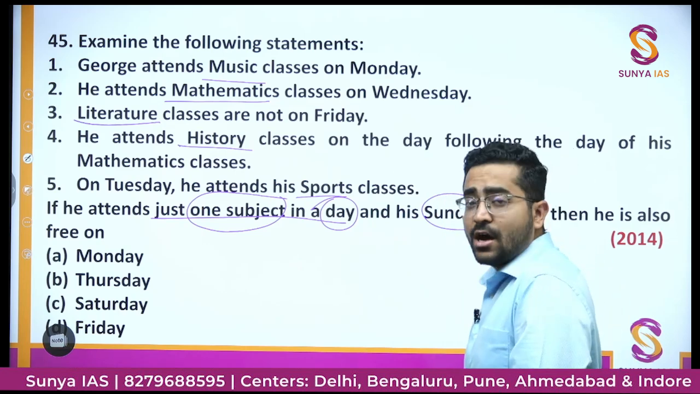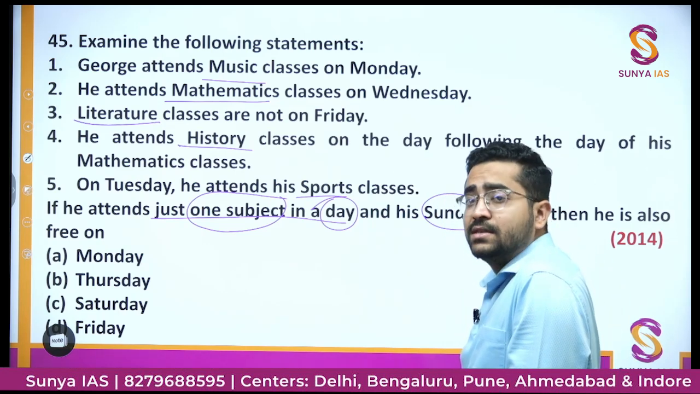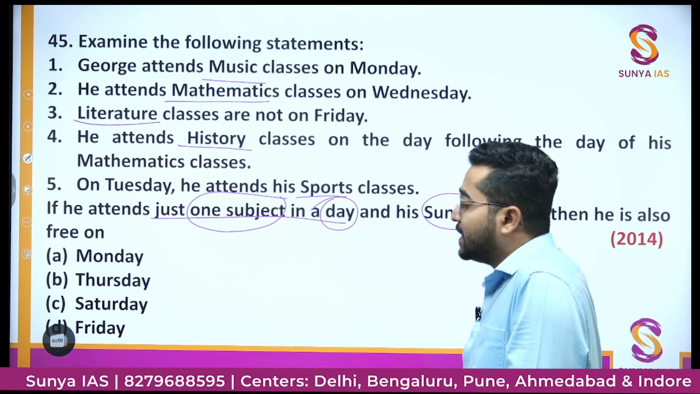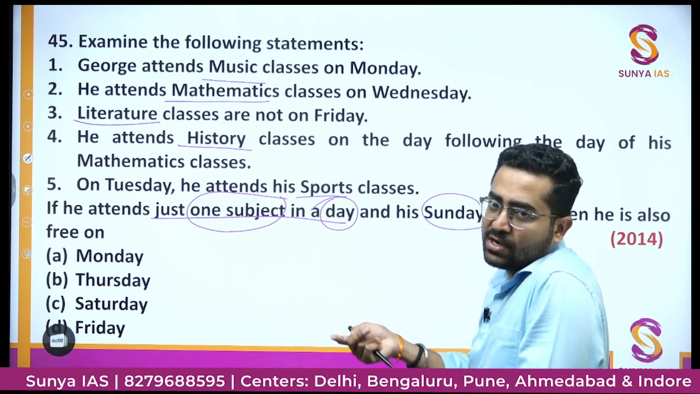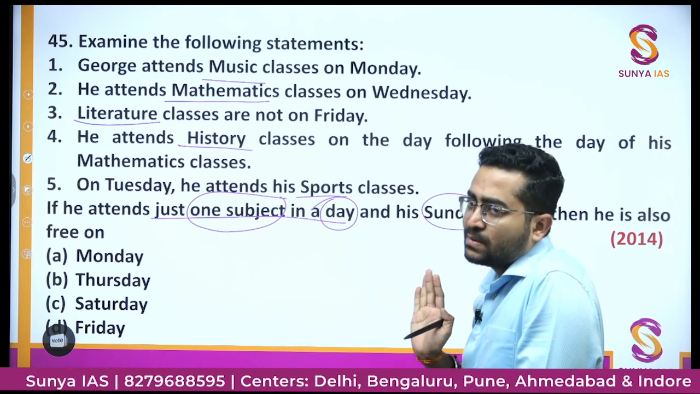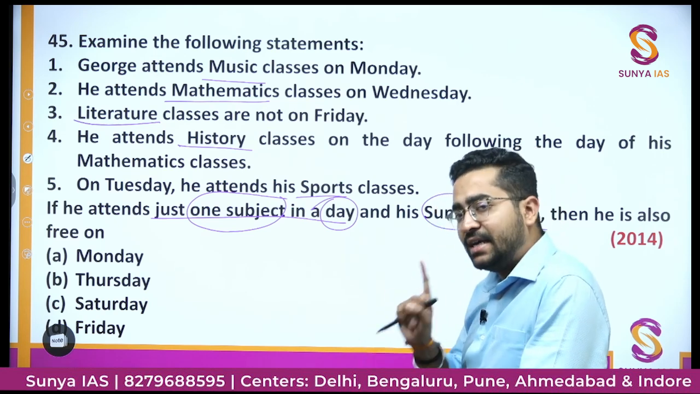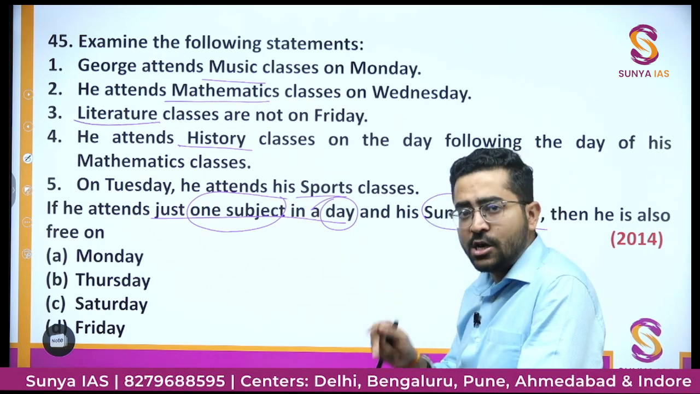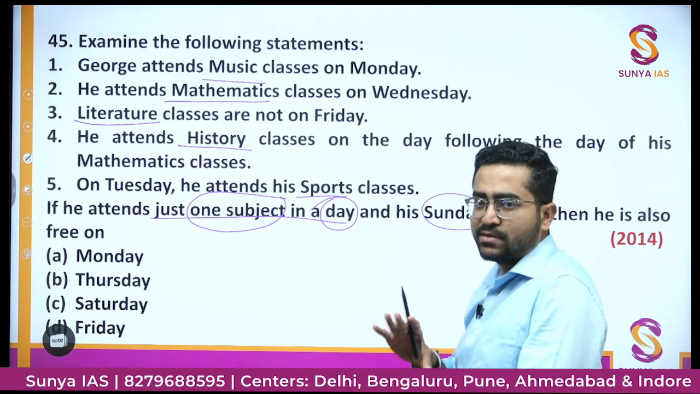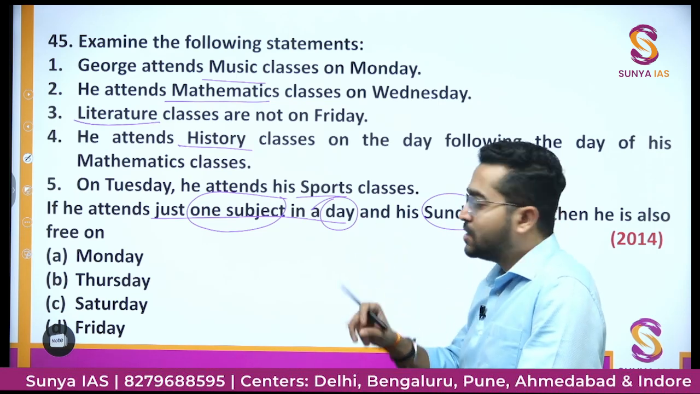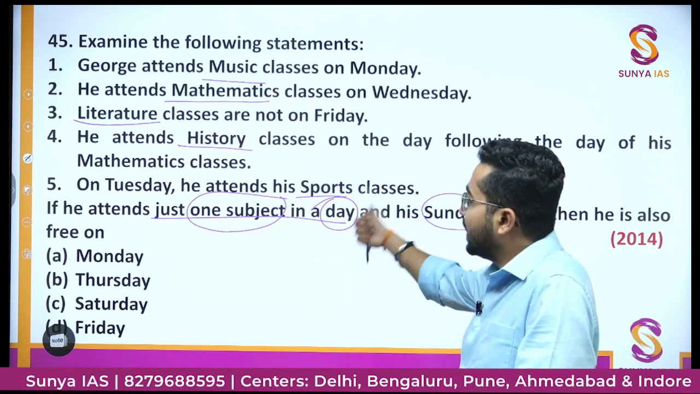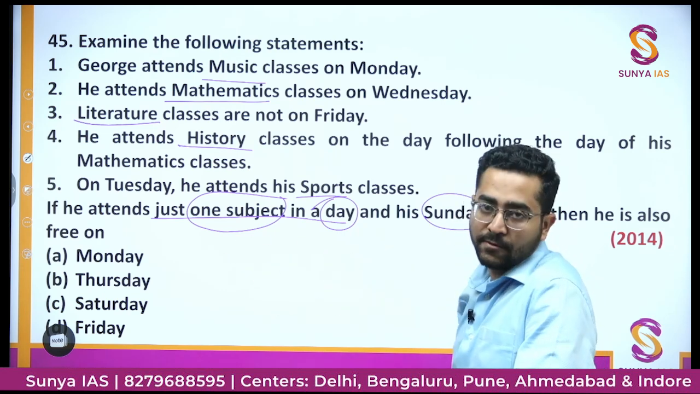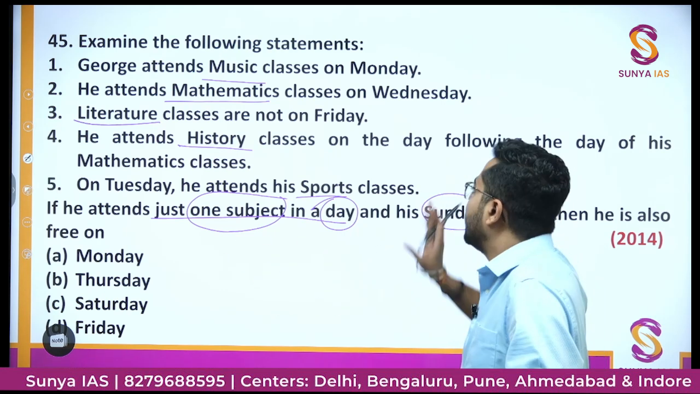And in a week, how many free days is he having? 6, because Sunday is free. That means उसका एक और दिन free होगा. Why? Because he has only 5 subjects to read, and one day में he is reading only one subject. So in 5 days he'll be reading 5 subjects. So he'll be having 2 days left. So those 2 days will be, one is Sunday and another we need to find out. Got it? तो ये क्वेश्चन में पूछ रहा है.